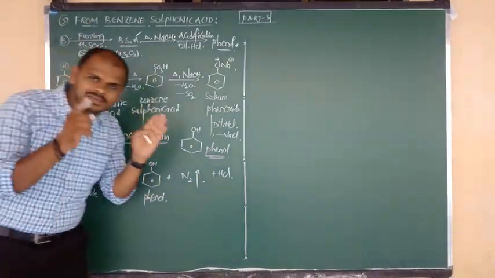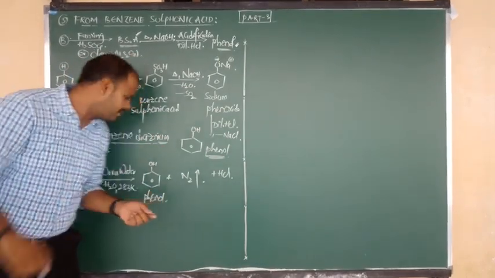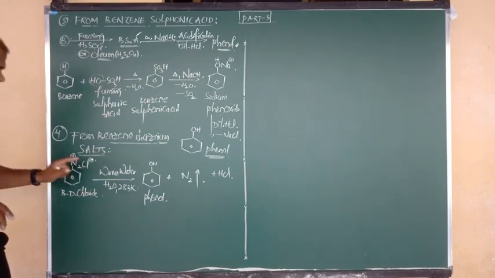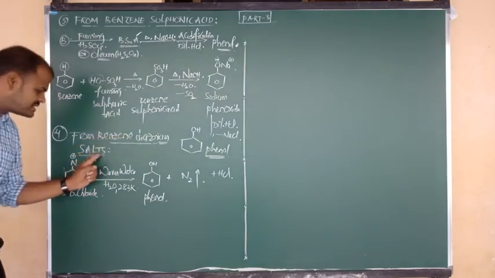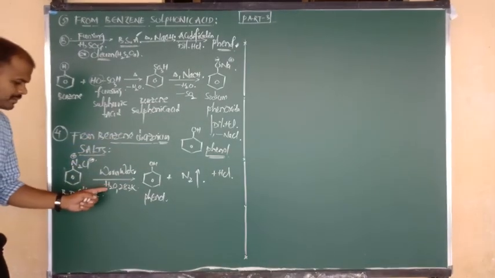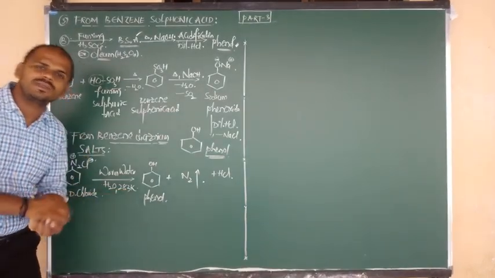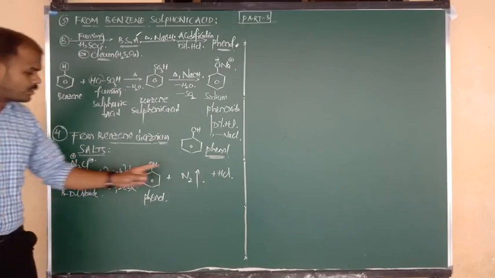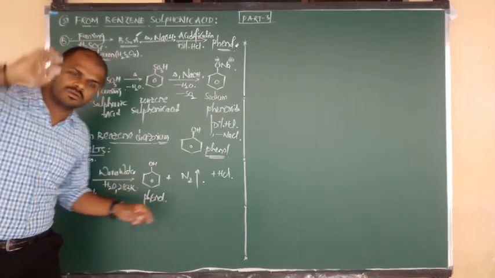What is the formula of benzene diazonium? First of all, fix it in your mind. Benzene bonded to N2 plus means diazonium, and this is the chloride. Benzene diazonium chloride is nothing but a benzene diazonium salt. Simply upon addition of warm water, means upon heating with water at 283 Kelvin, you get the product phenol. N2 is removed in the form of nitrogen gas.